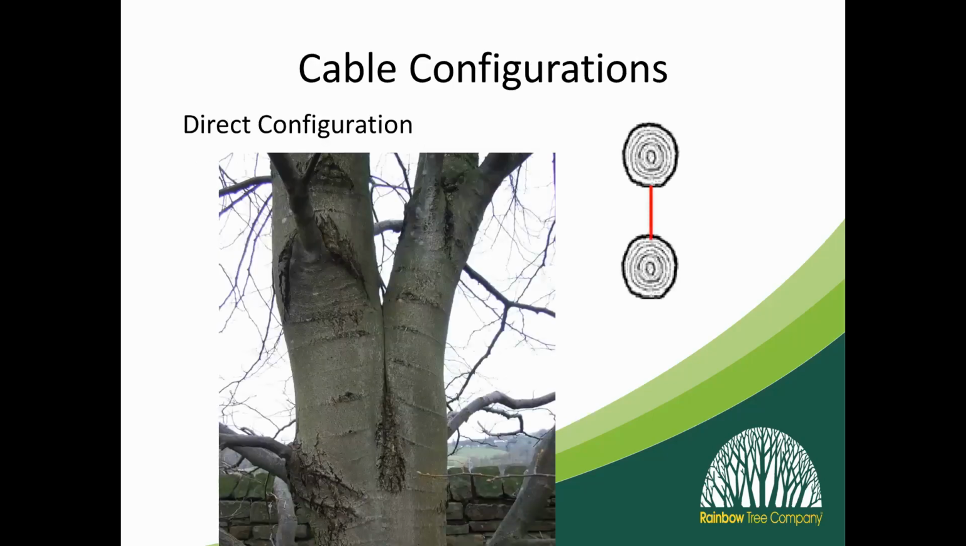So direct configuration is used when the leaders are opposite of each other. This allows the union to be compressed. It is not advised to direct cable adjacent leaders, since this will create a side loading on that union. So like in this picture, two codominants right in line with each other, one single direct cable would suffice for that.